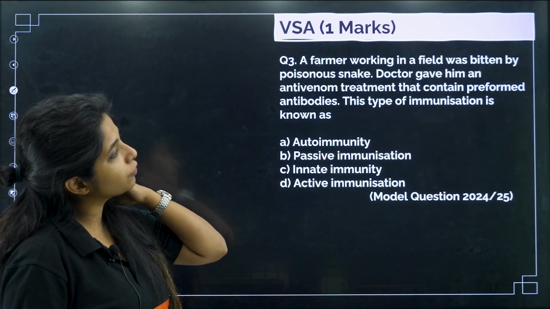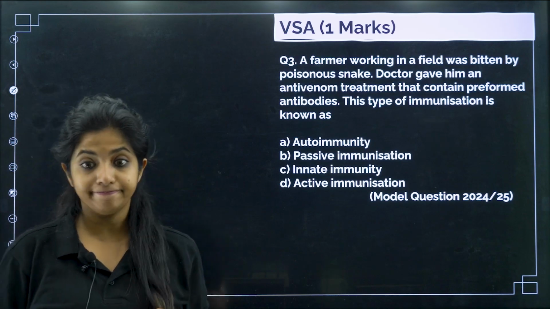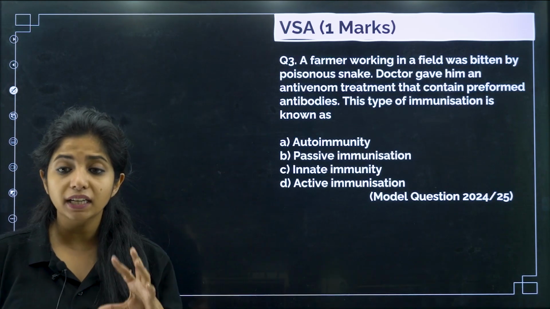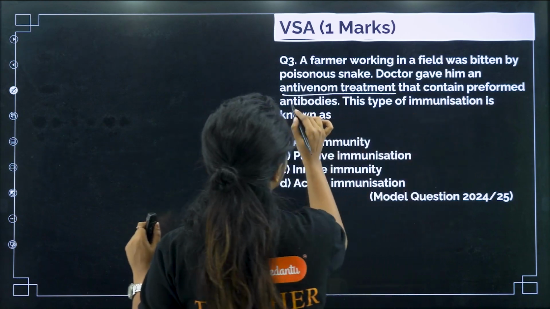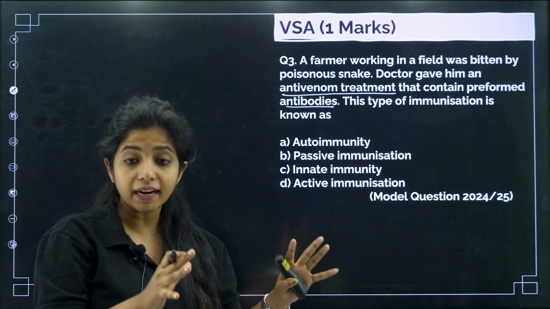A farmer working in a field was bitten by a poisonous snake. Okay. The doctor gave him an anti-venom treatment. What did the doctor give, children? Anti-venom treatment. That contained preformed antibodies. As in, it already had certain antibodies.